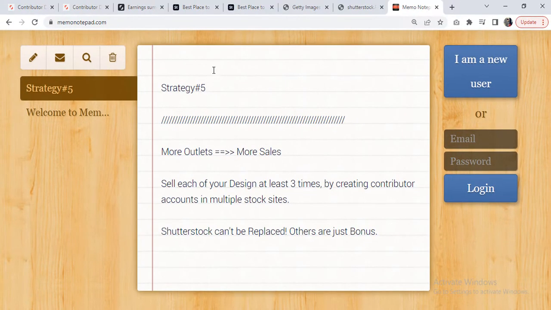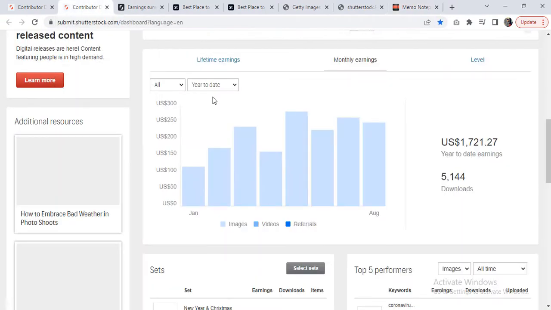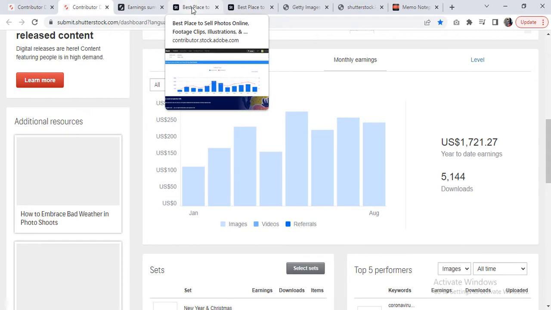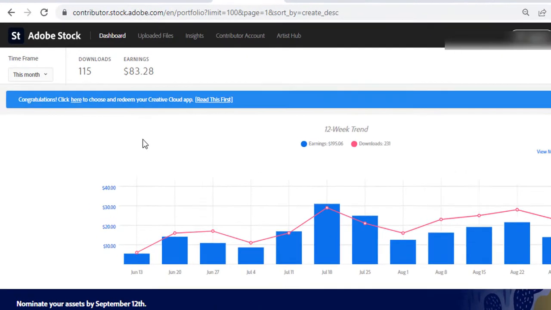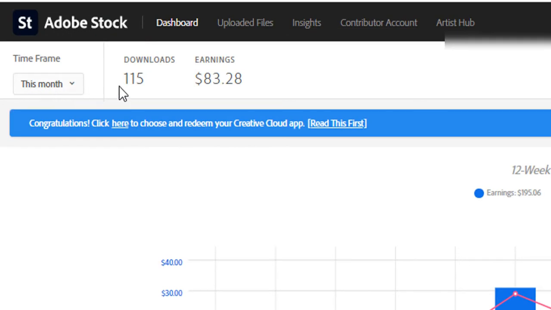Okay, so I'll give you an example. I just showed you that for the month of August I made $250, right, using the Shutterstock contributor account. Now at the same time I also created another account in Adobe Stock. Okay, and here are the results for this month. In Adobe Stock I made $83.